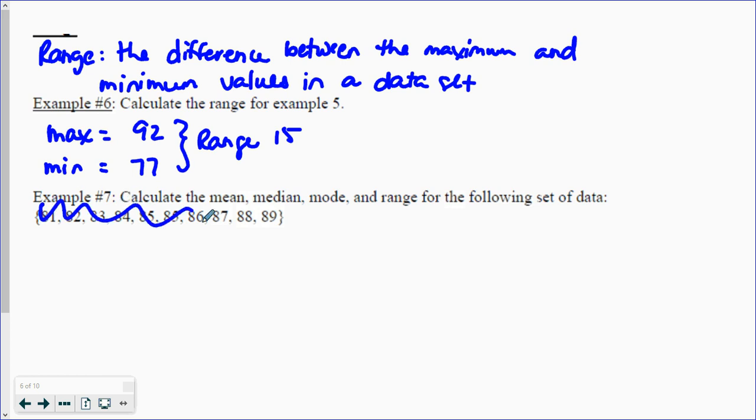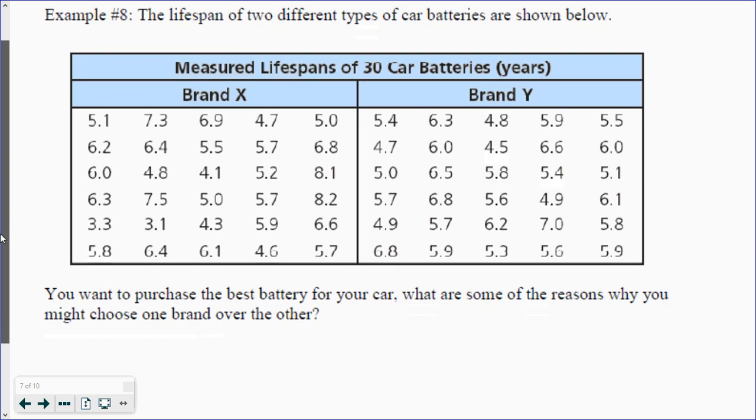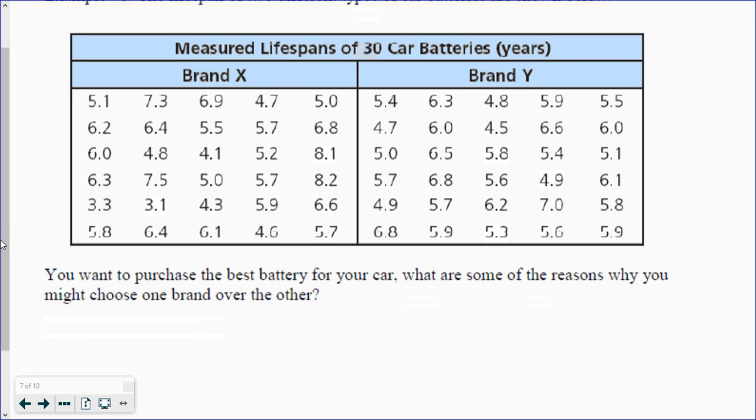I think I took this out of your notes too. So I left this one in though. So it says example, the lifespan of two different types of car batteries are shown below. So brand X and brand Y. So this is getting a little bit bigger where it's not as easy to see what is the mean, what is the median. So in each of these, there are 30 data points. So they took the lifespan of 30 car batteries from brand X and 30 batteries from brand Y.